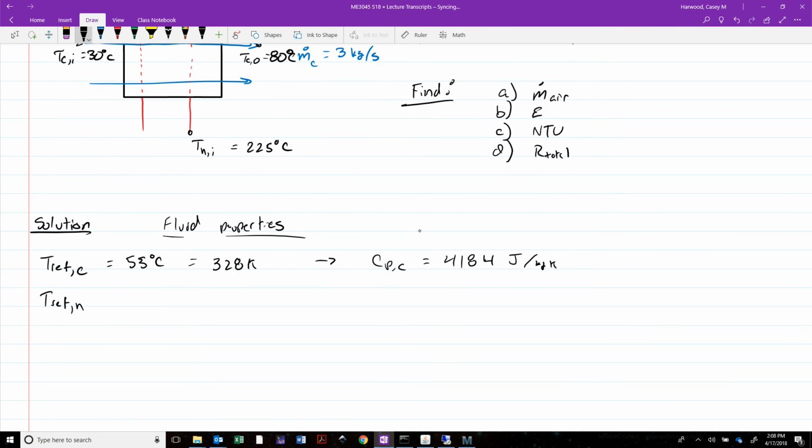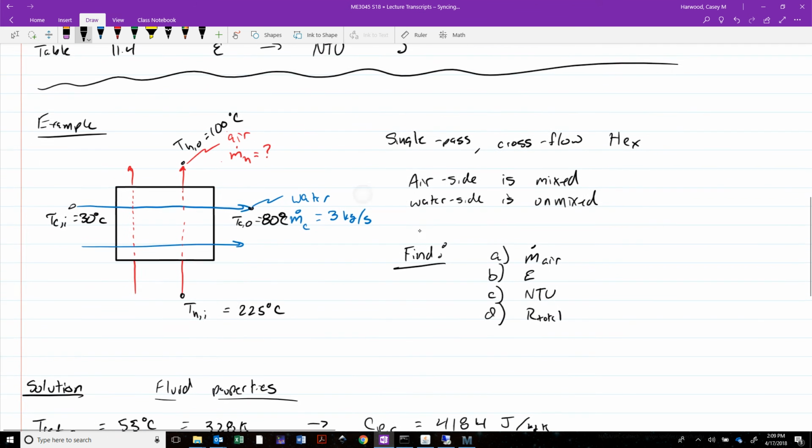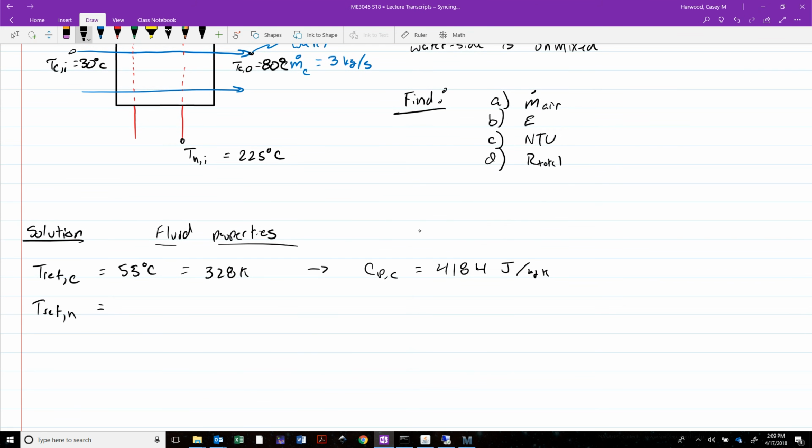Likewise, for the hot fluid, our reference temperature will be halfway between this 225 inlet and this 100 degrees Celsius outlet, which plants us at 162.5 degrees Celsius, or 435.5 Kelvin. It's okay to round to the nearest whole number in this case. So in the back of the book, we should find that CpH is equal to 1018 joules per kilogram Kelvin.